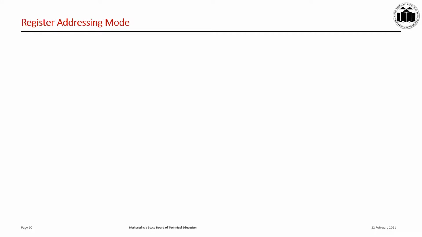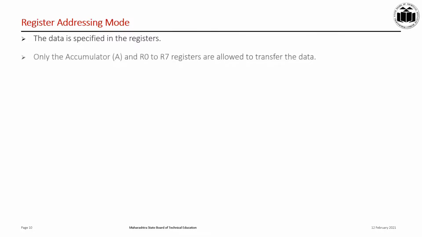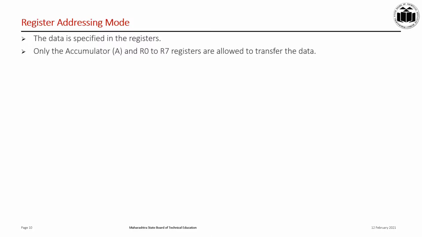Next is register addressing mode. In this register addressing mode, the data is specified in the register for various operations as per the given instruction. Only the accumulator A and registers R0 to R7 of each memory bank are allowed in this mode to transfer the data.